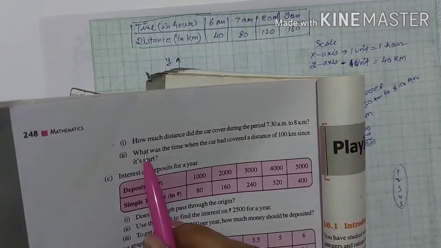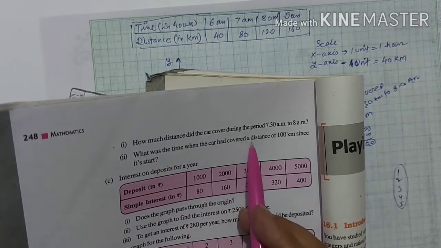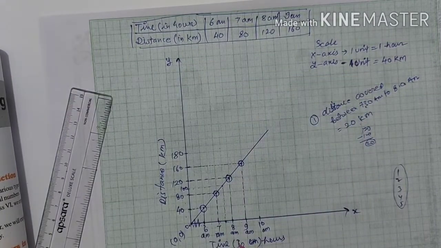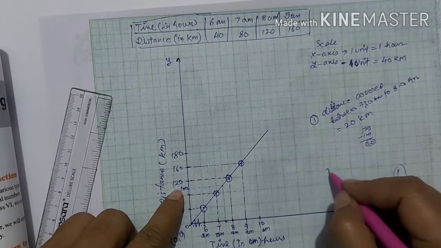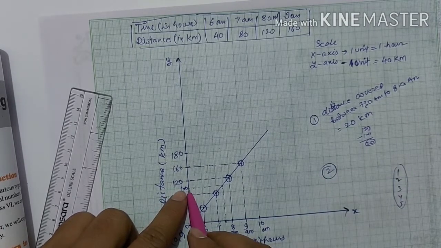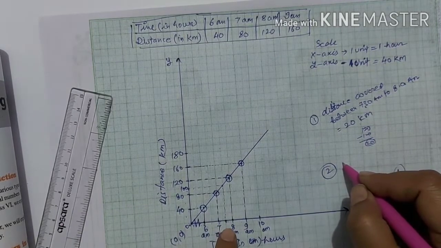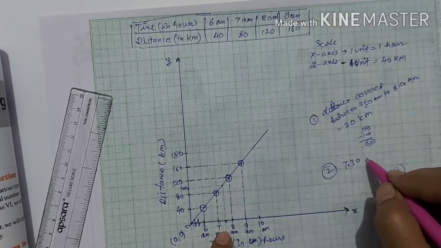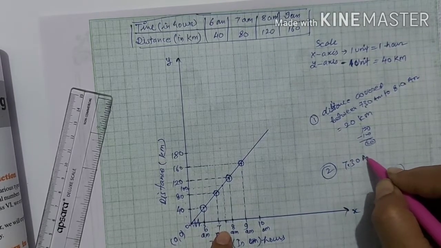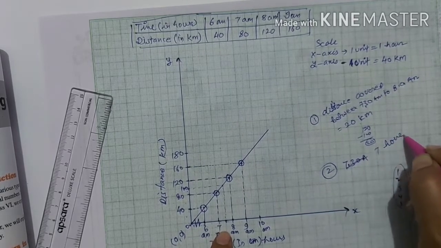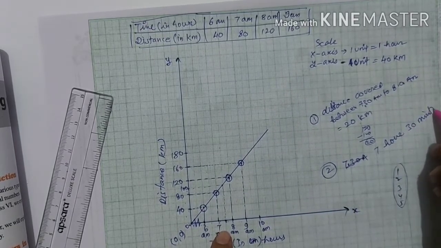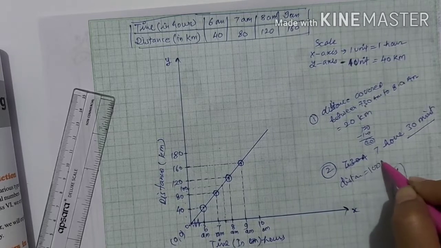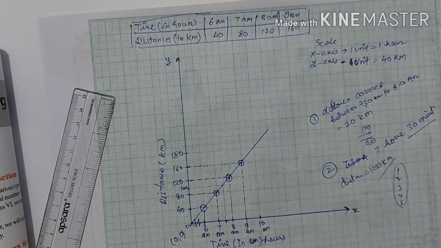Next: what was the time when the car had covered a distance of 100 kilometers since the start? This point is 100 kilometers. That is the answer to the second question. For 100 kilometers, the time is 7:30, that is 7 hours 30 minutes, to cover a distance of 100 kilometers.